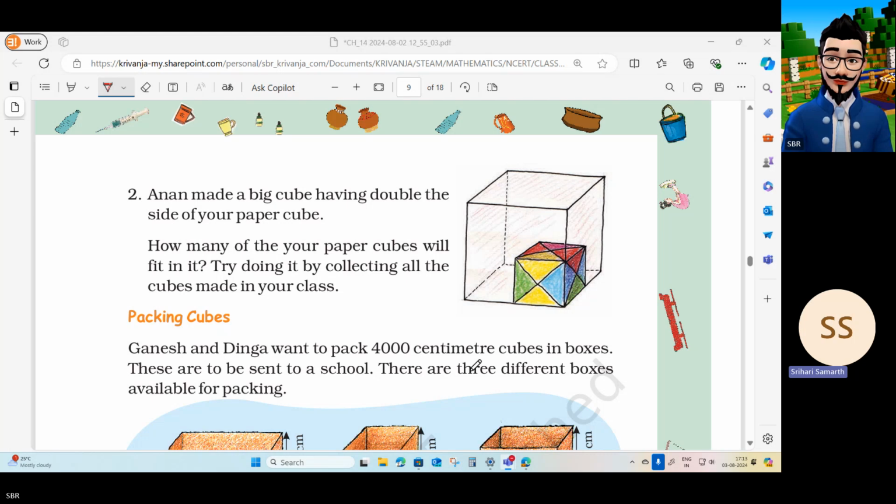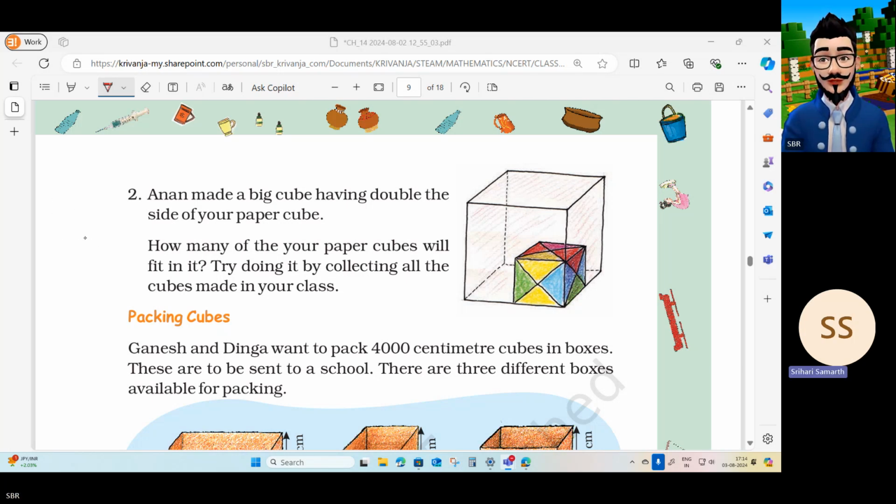Anand read: made a big cube having double the side of your paper cube. First read, open your eyes and read properly. Don't guess anything, first read it. Your paper cubes will fit in it, doing it by collecting all the cubes made in your class. Let's see. One minute. Let's begin.